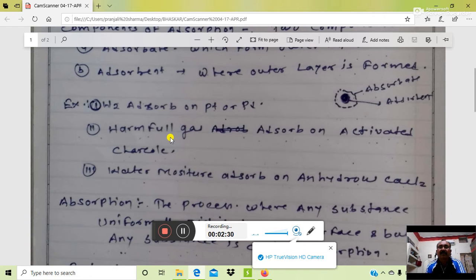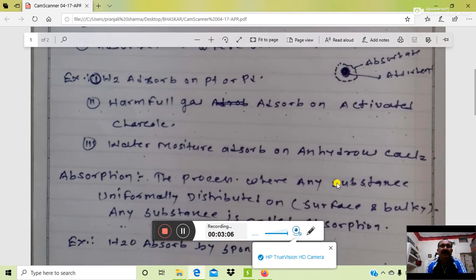Second, harmful gases are adsorbed on activated charcoal. Just like you wear a mask having activated charcoal, it adsorbs the harmful gas from the air. Next, the third example is water moisture adsorbed on anhydrous calcium chloride, where the calcium chloride adsorbs the water moisture. That means water vapour and hydrogen gas are adsorbates, and platinum, palladium, activated charcoal and anhydrous calcium chloride are adsorbents.